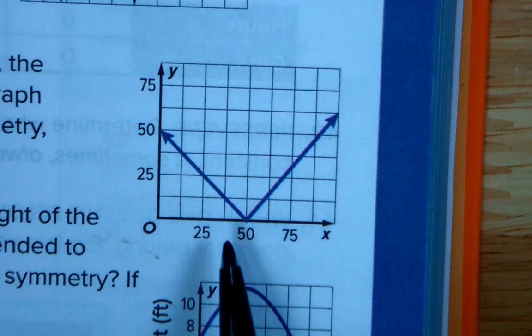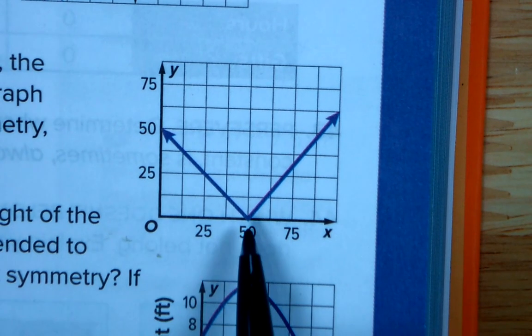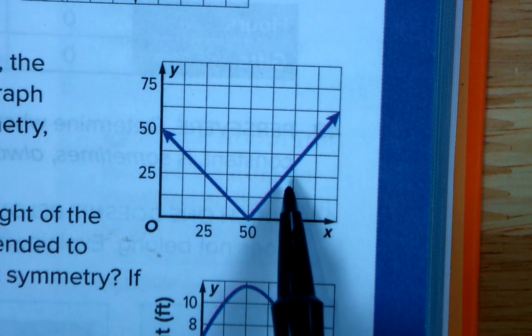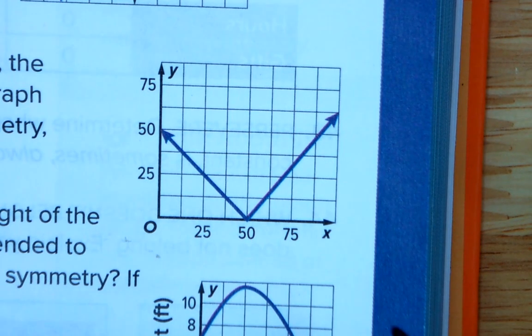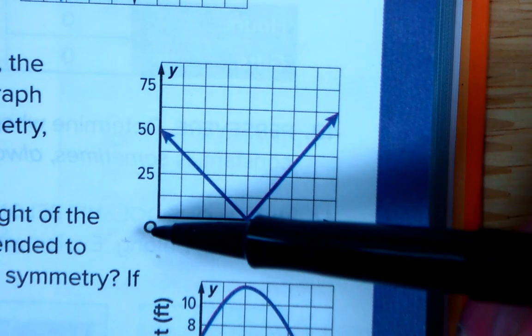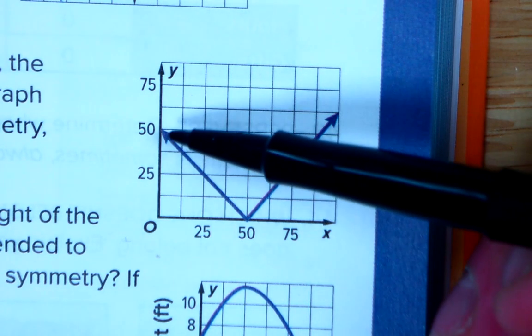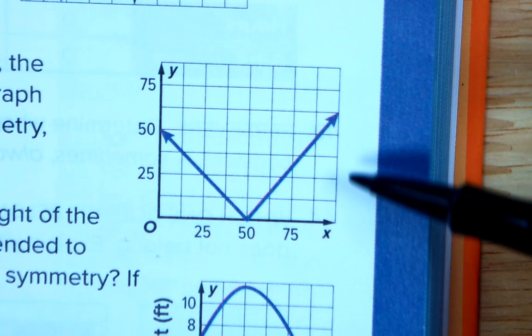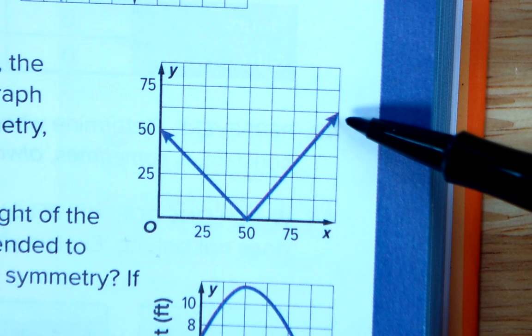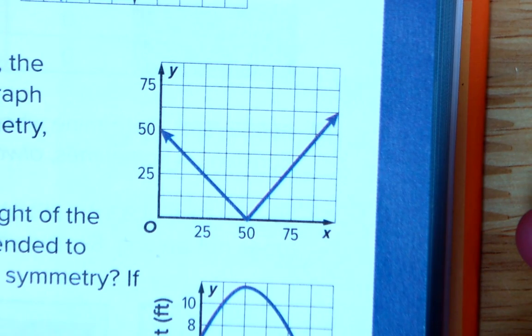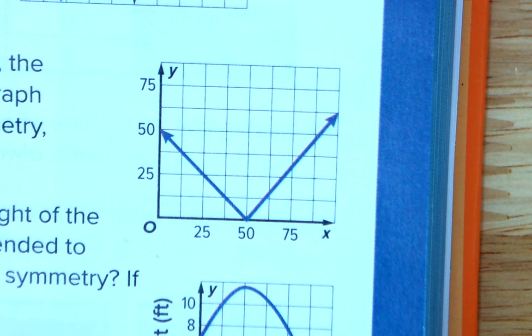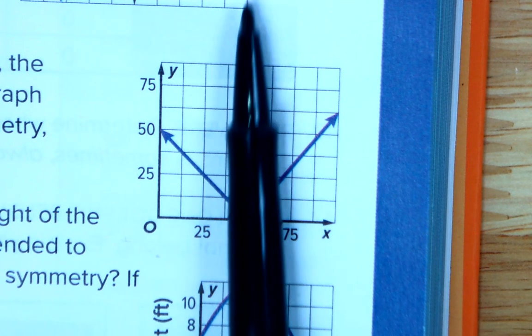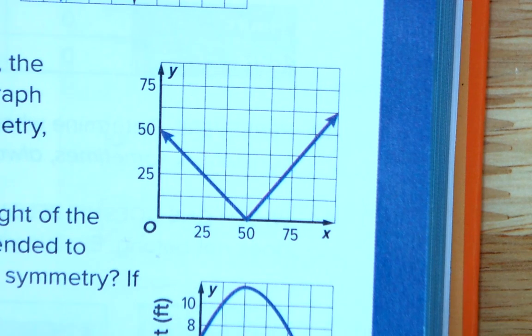But if you look at this, if I go over 2 units, it's 2 units up. If I go over 2 units, it's higher over here. Or if I go over 4 units, which would be 50 feet in this case, it's up at 50. If I go over another 50 feet, it's up at 62. So the graph is not symmetric. But they tried to make something that was symmetric. And where is it symmetric about? It's symmetric about the line x equals 50, if it were the same technically.